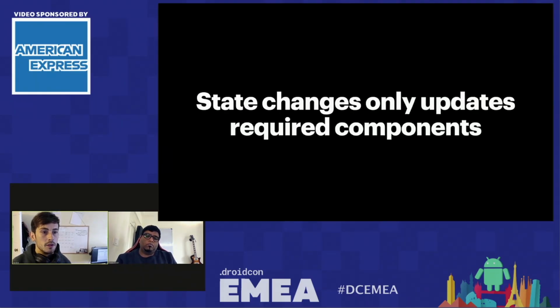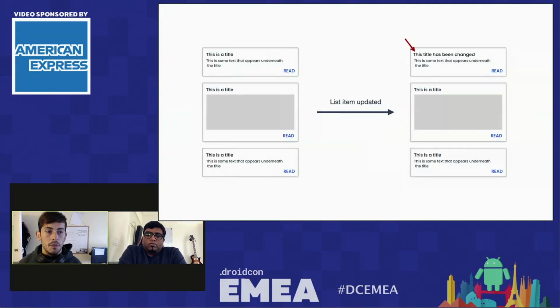The important thing to note is that whenever some app components need to update the state, it can do so using any kind of update function. And those state changes only update the required components. So, for example, it might be the case that one of the titles in our news item changes. In this case, we'll only want to update that child. We don't want to re-render the whole list.